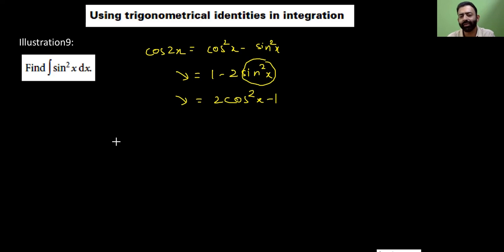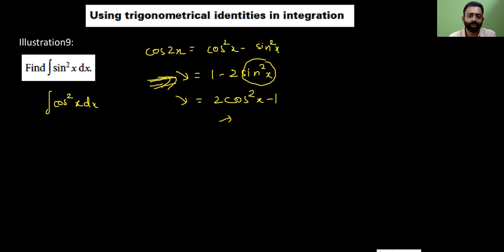Again, I am repeating why we are using these formulas: because these cannot be integrated directly, all these have to be converted to double angle formulas. If there is cos square x, we will use the formula for cos 2x which involves just cos square x. If it is sine square x, we will use the formula which involves cos 2x and just sine square x. So for this particular question, we will use this formula, 1 minus 2 sine square x.